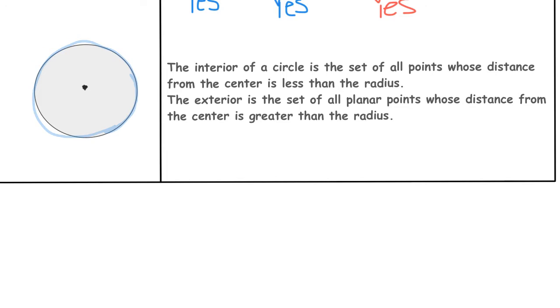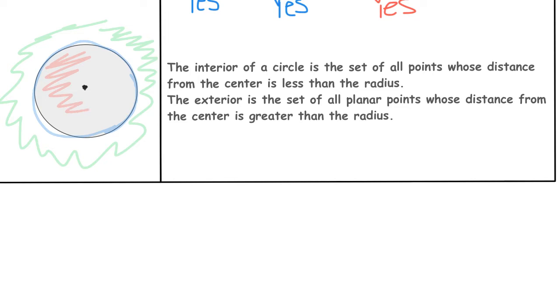The exterior is the set of all planar points whose distance from the center is greater than the radius. So this is this space out here, the exterior of the circle. Sounds pretty basic, but we need to understand that clarification. The internal is inside in here. This is that red or the gray area. External is the green.